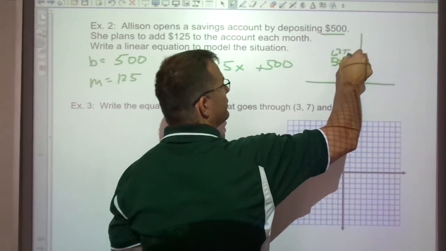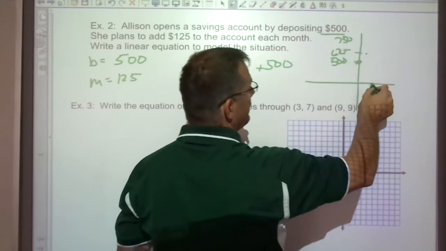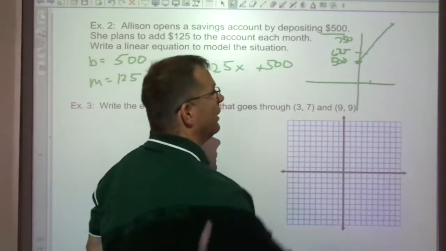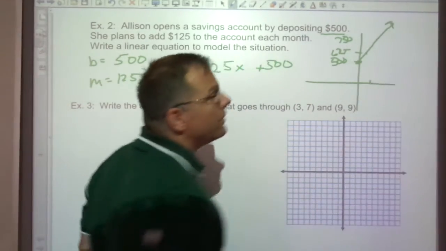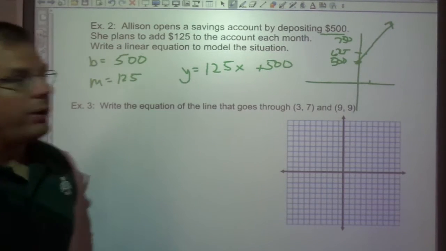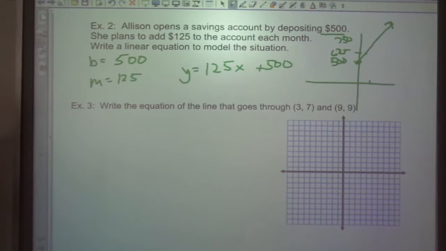And the next month, she's going to be at $750, and it's going up $125 each month. This models a linear situation. It's going up at a constant rate. Okay? What if we're given 2 points? Can we find the equation if we're given 2 points?